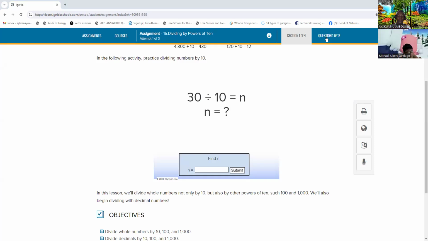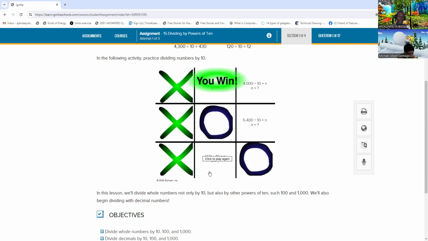So this one says 30 divided by 10. So what is the answer? Yes, what is the answer? 3. 3, that's correct. Now, the main thing is that whenever you're dividing by 10, you remove 0.